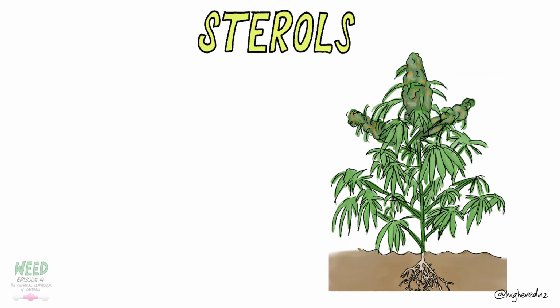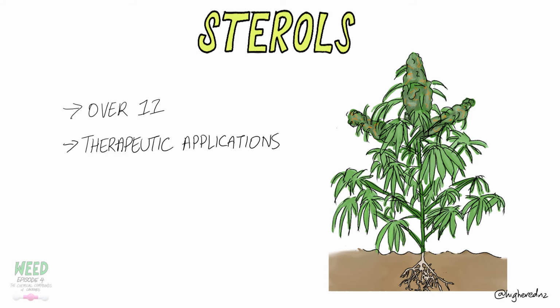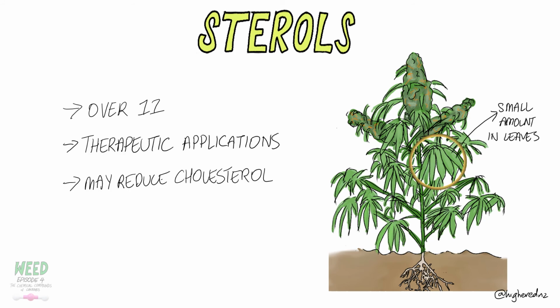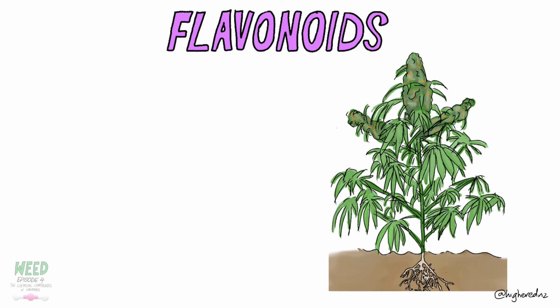Next we have sterols. There are about 11 of them that have been identified in cannabis. These have therapeutic applications and may be able to reduce cholesterol. A small amount of sterols are found in the leaves and the stems, but they're mainly found within the roots with triterpenes. The last class of compounds we will look at are flavonoids.